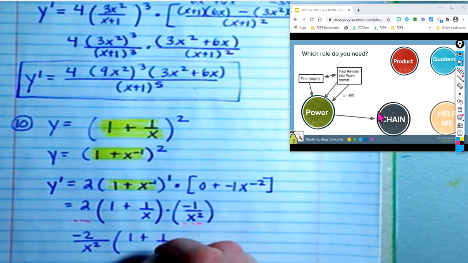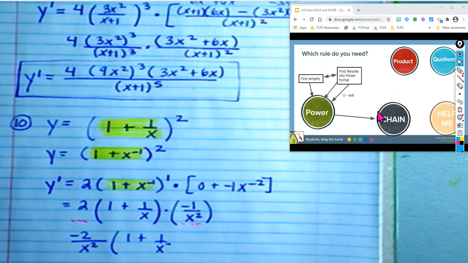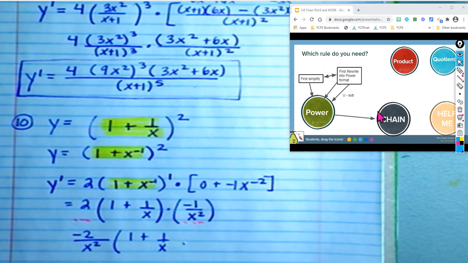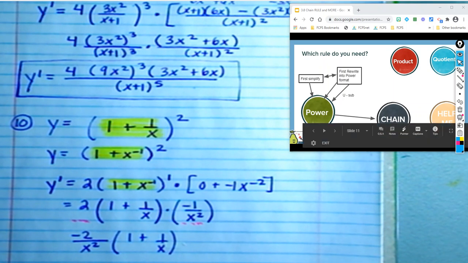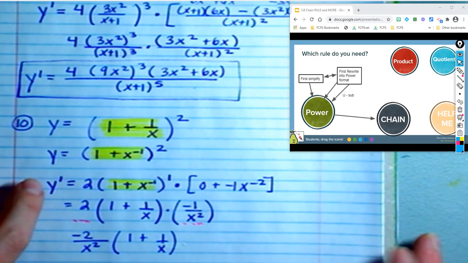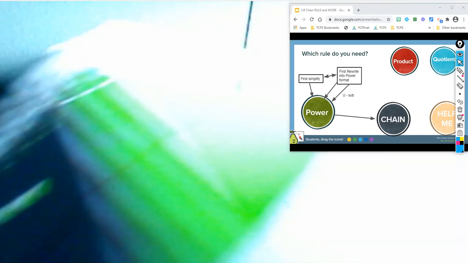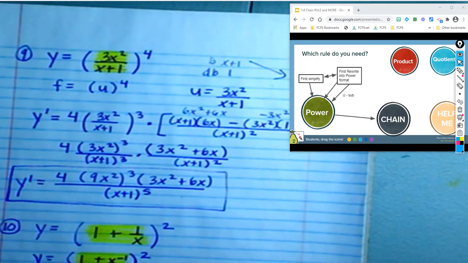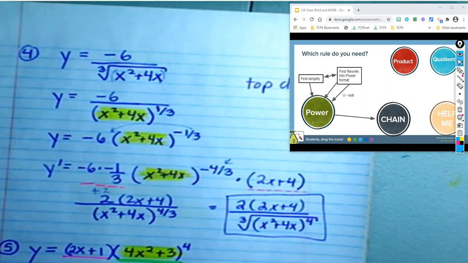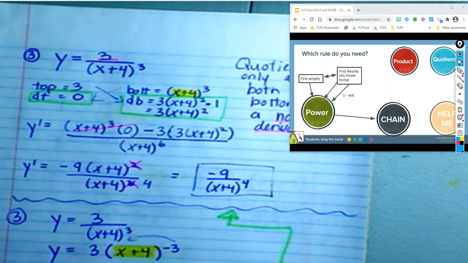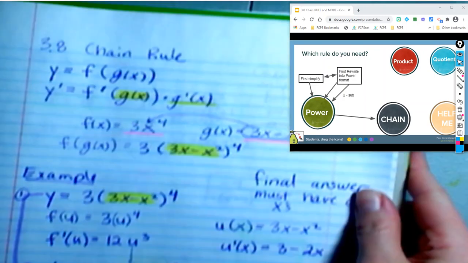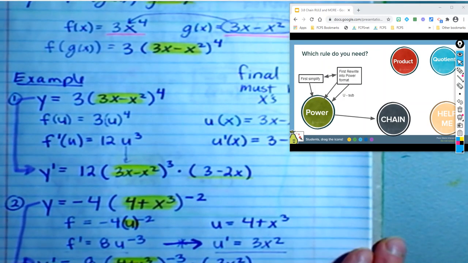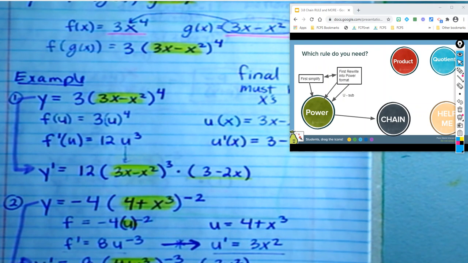Could I distribute this? Yeah, but this is correct enough. That's good. All right. The last thing we're going to do is I'm going to just briefly recap the examples that we did today, now that you've seen a couple more, and we're going to talk about how it fits with our little flow chart here. Okay.